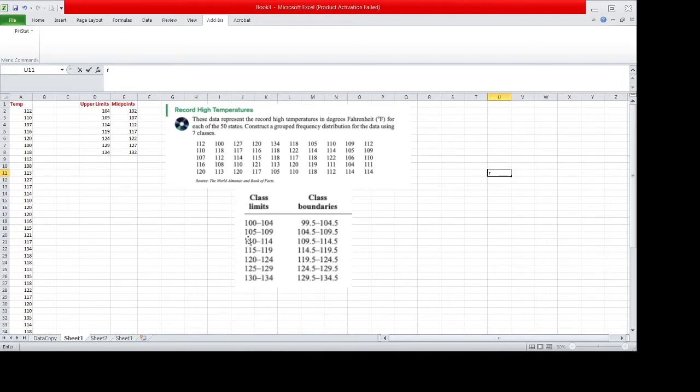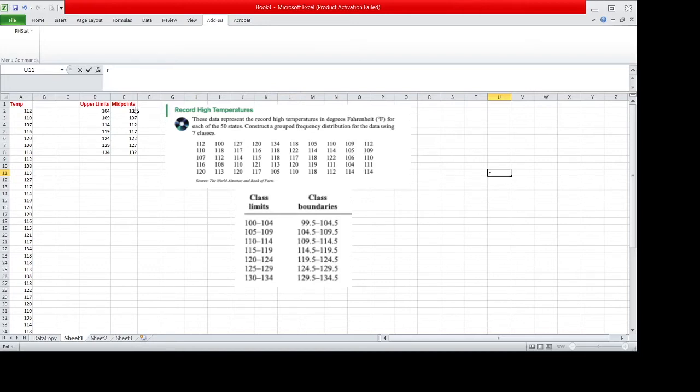So these are now the lower limit and the upper limit for each class. The first, we have 100, 105 up to 130. They are the lower limits of the 7 classes, while 104, 109 to 134 are the upper limits. Now, in constructing the group frequency distribution, we will need the upper limits, the midpoints, and of course, the data. For the upper limits, put it in one column, and then for the midpoints as well.